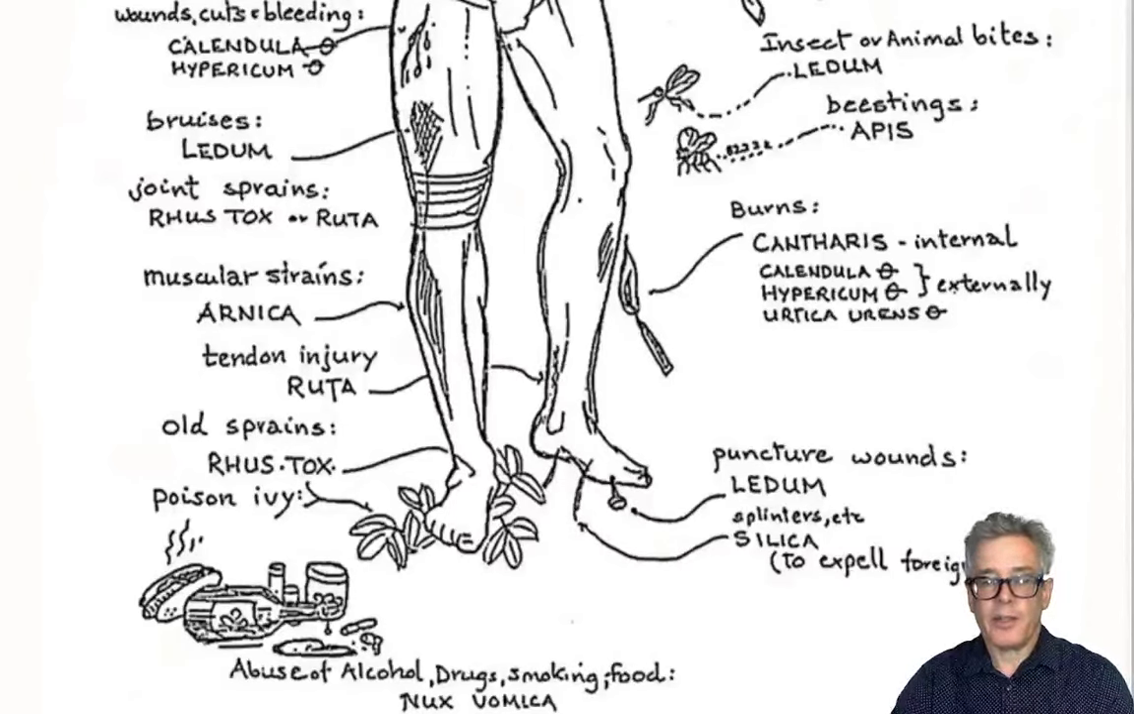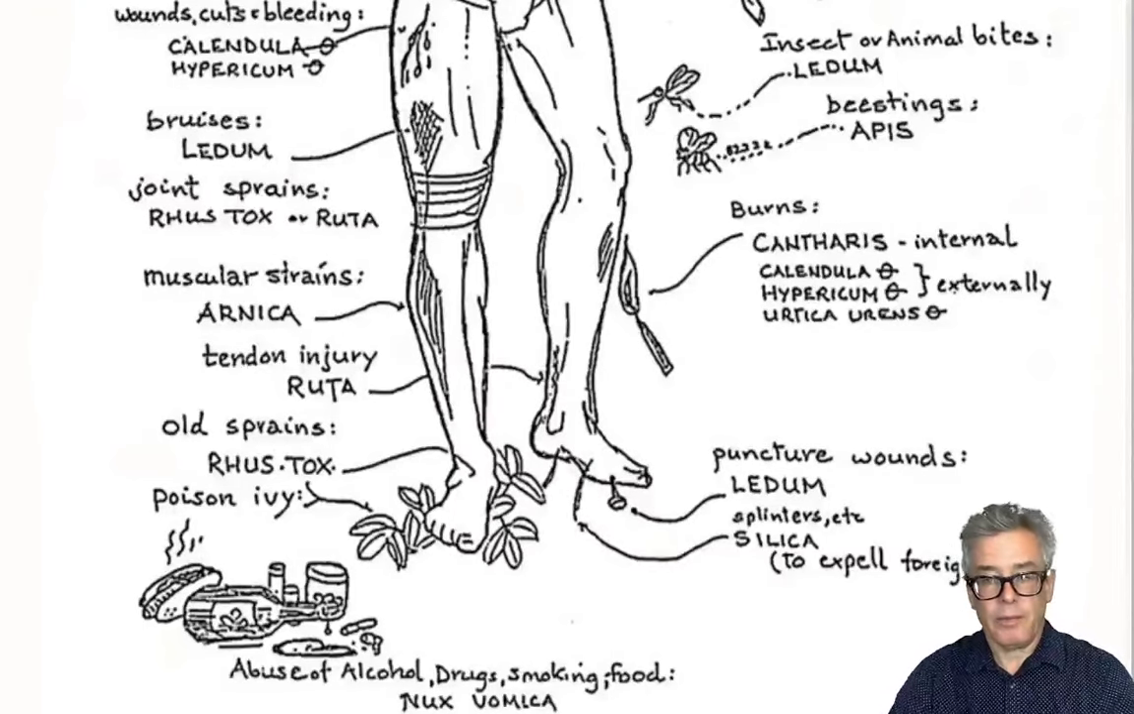Abuse of alcohol, drugs, smoking, food: Nux vomica, an excellent remedy for overindulgence. This is very interesting. Puncture wounds, we've got Ledum, and splinters that are hard to get out, we use Silica.